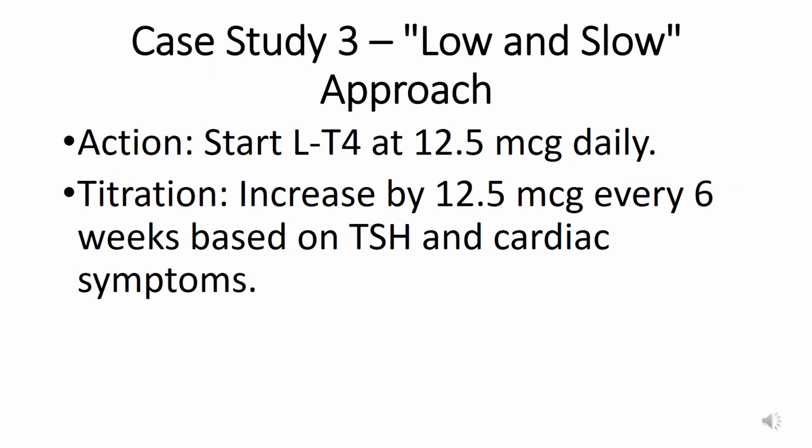Now let's see how our 78-year-old patient with a history of myocardial infarction is managed safely. The diagnosis of hypothyroidism has been confirmed, and treatment is necessary. However, because of the patient's age and underlying heart disease, the usual full replacement strategy would not be appropriate. Instead, clinicians use what is commonly called the low and slow approach. The principle is simple. Start with a very small dose of levothyroxine and increase it gradually over time. This method allows the cardiovascular system to adapt safely as thyroid hormone levels begin to rise.